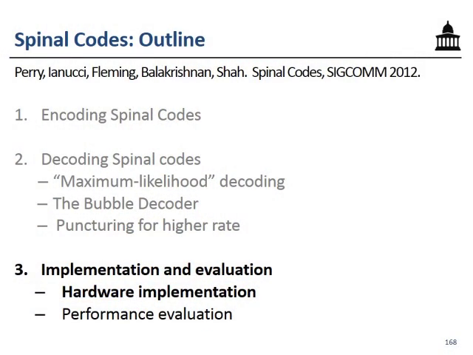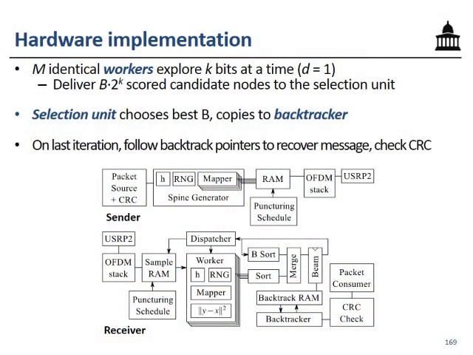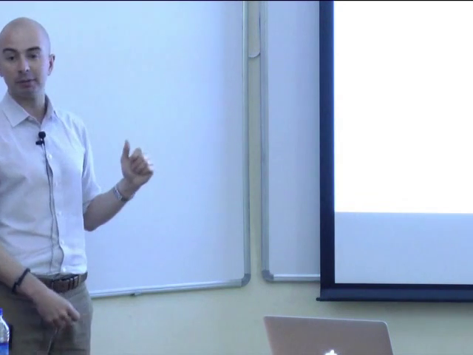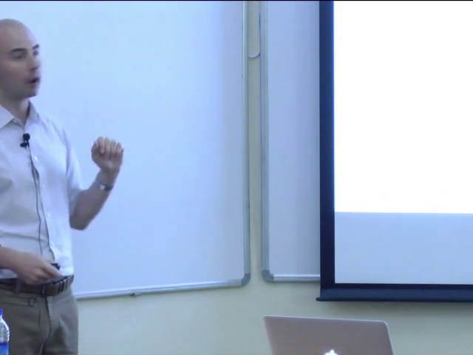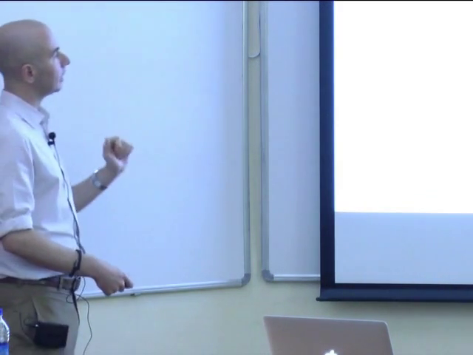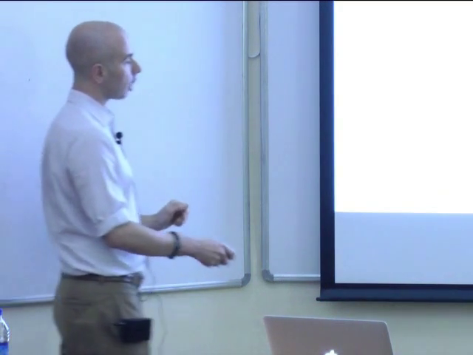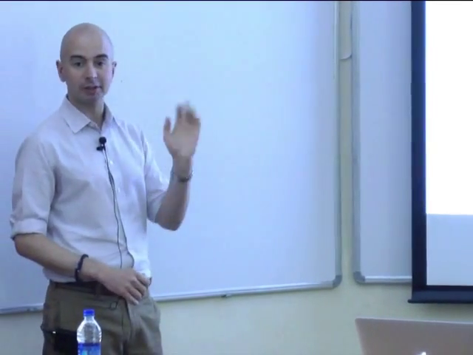All right, so how well does it work? So somebody during the break asked me about the hardware implementation, and admirably, they've gone the extra step to implement this. They did an FPGA implementation. I believe this is the block diagram of the FPGA implementation, which I'll let you look over in the paper for the most part. But at a very high level, in the decoder, they're going to have worker blocks that are exploring k bits at a time and scoring each of those candidates and delivering them to a selection unit, which is selecting which of the bubbles to keep and which of the bubbles to pop and discard.